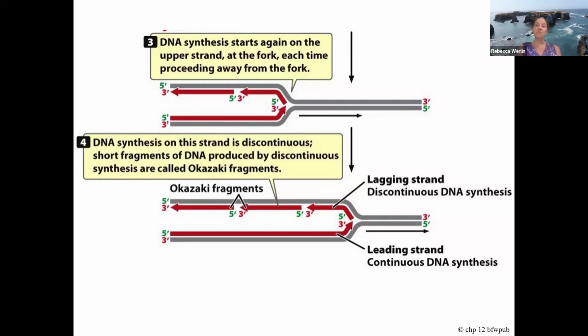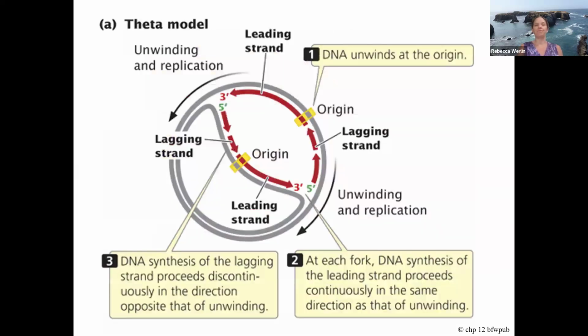And thus, continuous DNA synthesis is called the leading strand because it's running and it's complete. And the other strand that's made discontinuously is the lagging strand. And the lagging strand is made up of something called Okazaki fragments. And the Okazaki fragments are all the pieces of DNA that had to be restarted and restarted as that DNA synthesis proceeds.